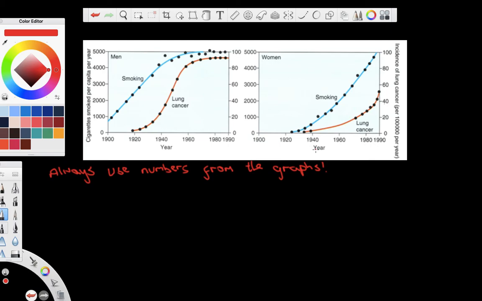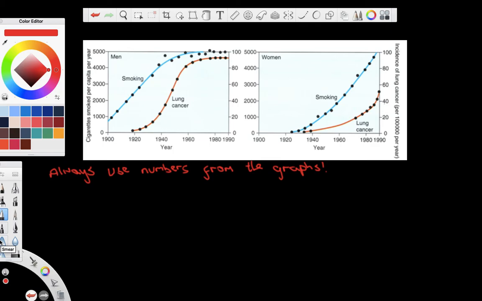Okay, it's no good them giving you a graph and saying what do these show about lung cancer and smoking, and you not using them. Okay, so what we've got is, on the left we've got a graph showing the number of cigarettes smoked per person over years from 1900 to 1990, and we've got the incidence of lung cancer per 100,000 per year from 1900 to 1940.